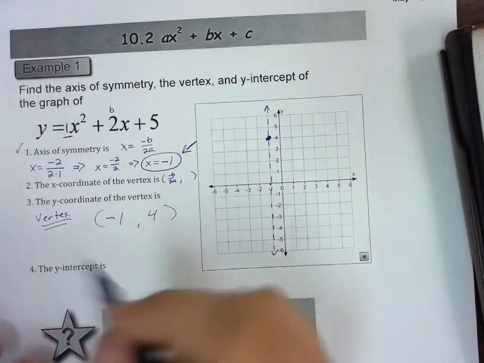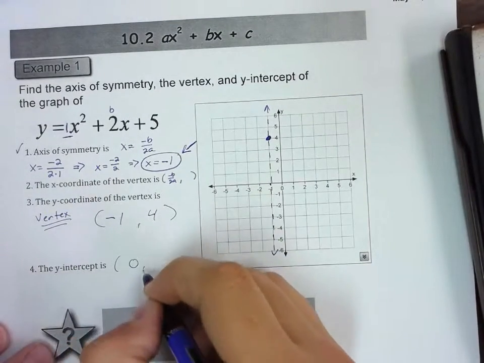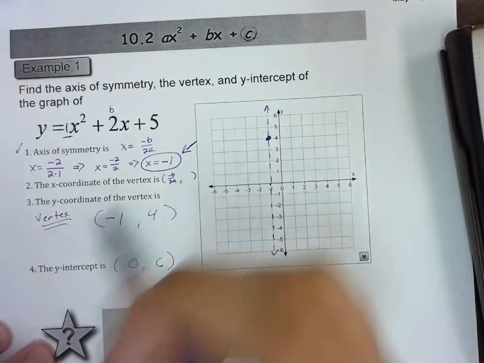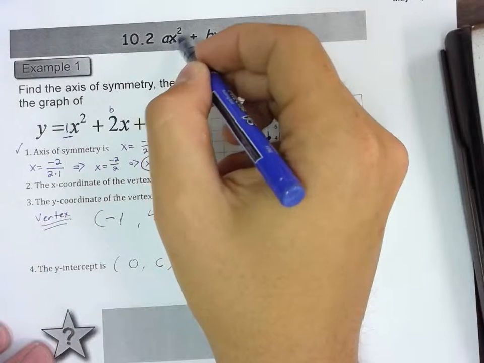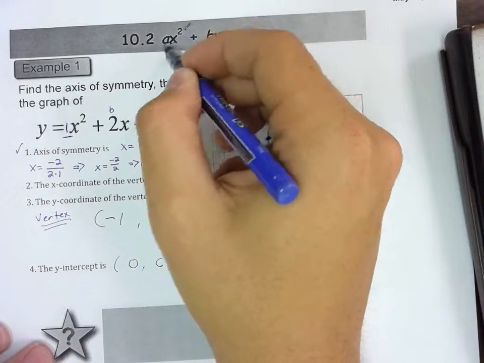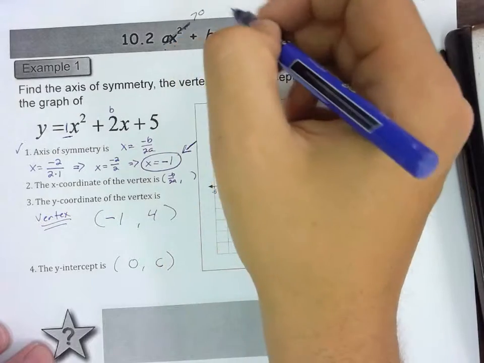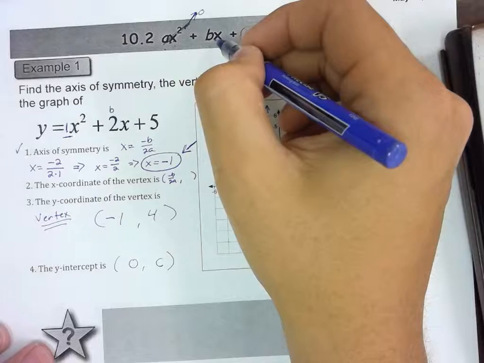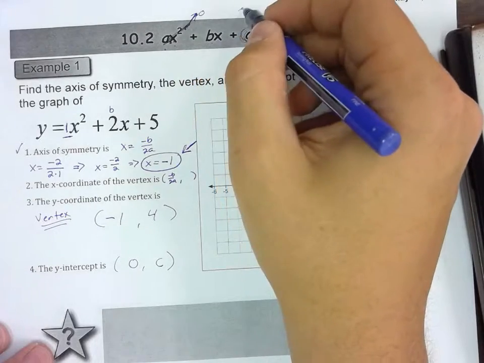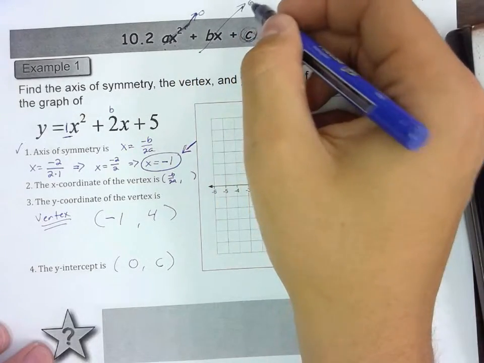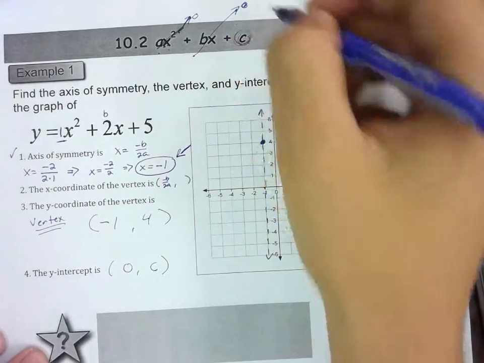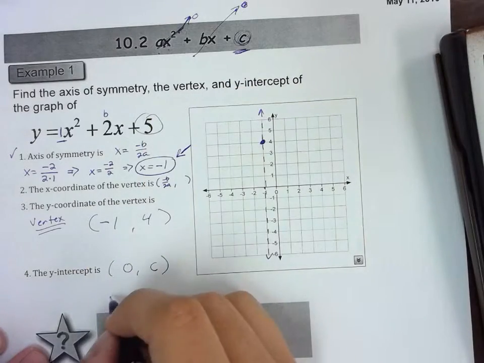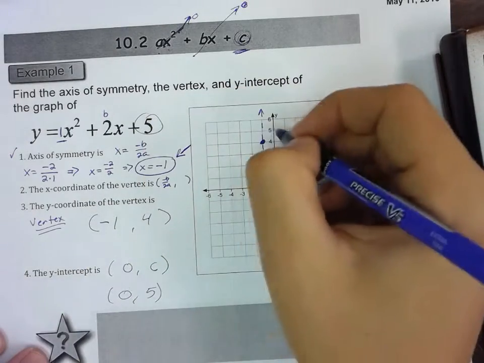The y-intercept is always going to be 0, c, meaning this guy. Because when I plug in a 0 up here, 0 squared is 0, a times 0 is 0, so that whole term becomes 0. When I multiply anything by 0, this becomes 0 also. Right? 0. So all that's left is my c. So, in this case, that's 5. So I can plot that point.